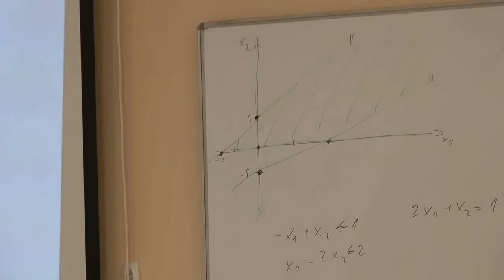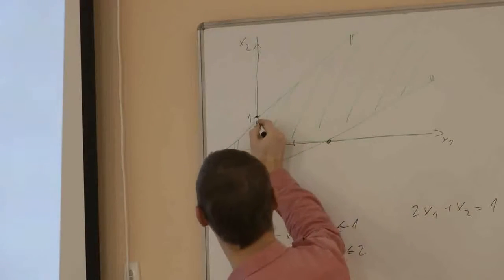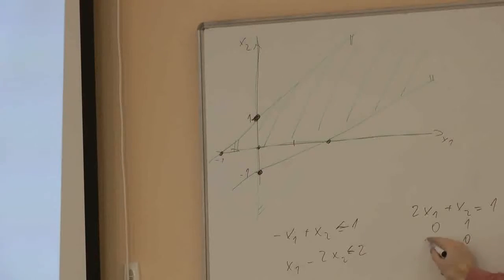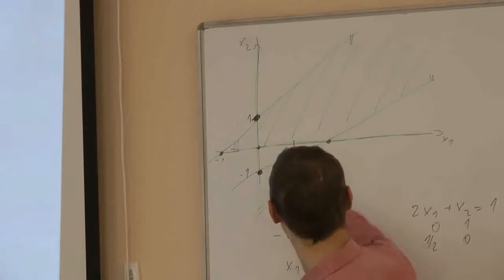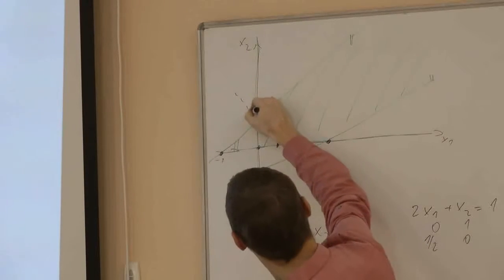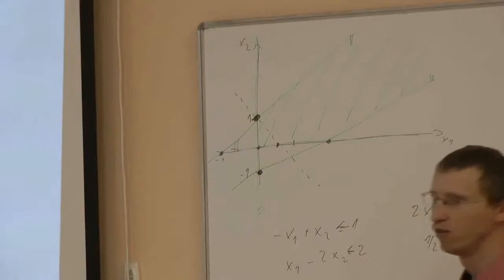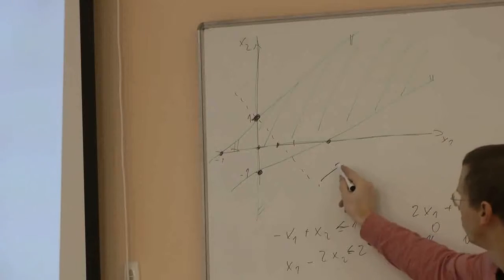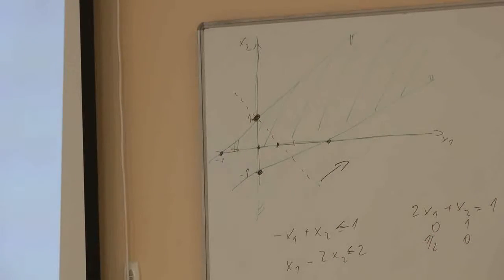So draw it. Okay, so we fix x1 to 0. x2 would be 1. So it's again this point here. So that's for 0, and here that's 1, and here it's 0, and that's 1/2, right? So it's here, right? So that's the function that we want to optimize, and we are actually maximizing it, so we are going to move it into this direction. Now, where is now the optimal solution?